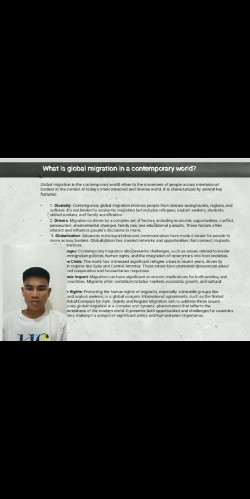This dynamic, multifaceted phenomenon is further shaped by advances in transportation and communication, highlighting the interconnectedness of the contemporary world.